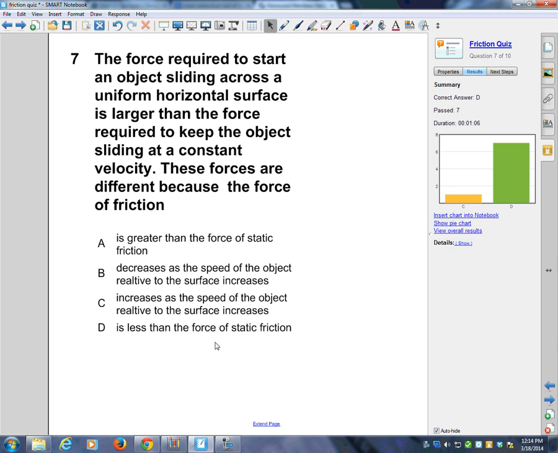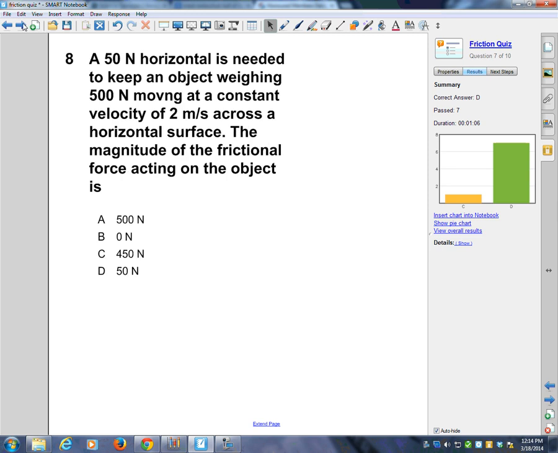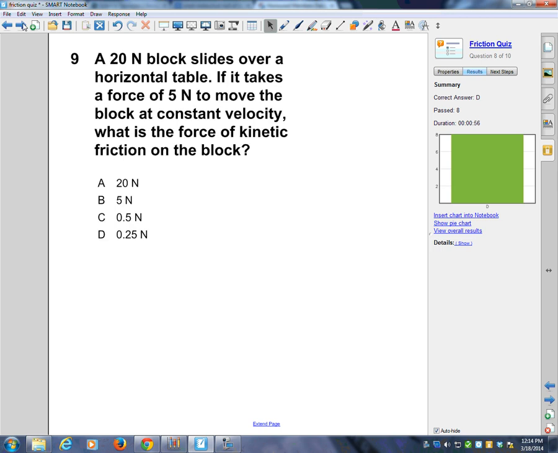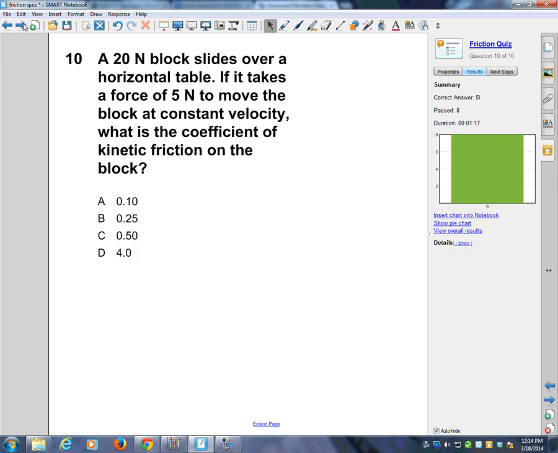Number 8, everyone got it. It's D, 50 newtons. Well done. Number 9, everyone got. Wow, you guys are like, I must be either a great teacher or you guys are awesome students. Or both, I suppose. Both. Probably both. Okay, well done.